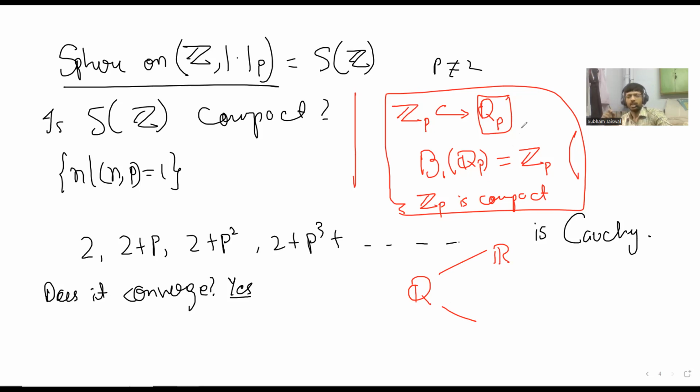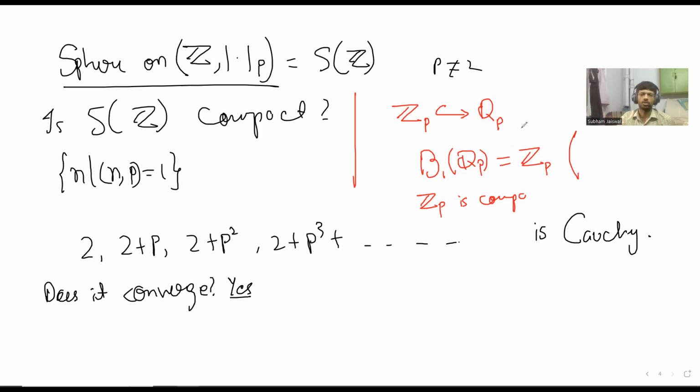But this is just facts. I don't know if this unit sphere should be compact. Can you deduce it from these things? ZP is compact, but that doesn't mean that this will be compact. Exactly, that's right. This Z sits inside this ZP, and the unit sphere in ZP has many more points. So the answer is no.